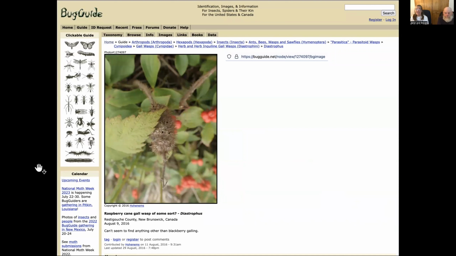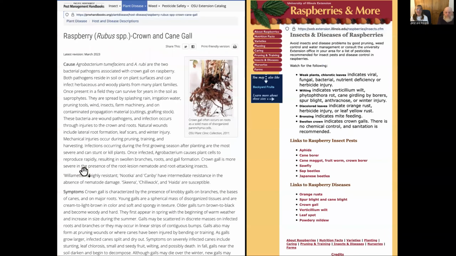And BugGuide is a great site, by the way, just for insect identification. Once you get there, now you have the scientific name of the bug, and that becomes an easier thing to search with. But anyway, you'll find that there's lots of help for you in diagnosing the problem, so that you are using the actual problem when you're looking it up.